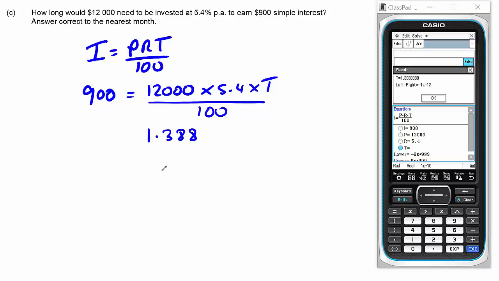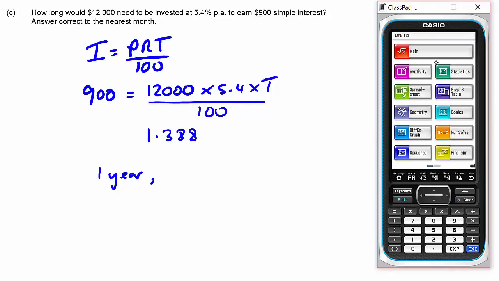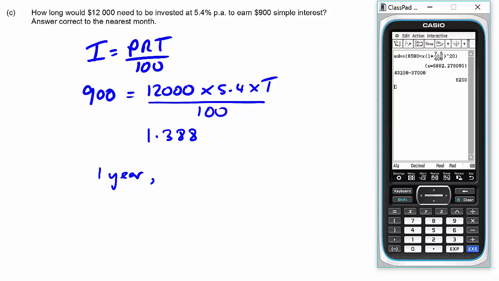So that is going to be in years. So that's 1 year. And then 0.388. So we need to convert that into months if we want nearest month. So 0.388 multiplied by 12 gives us, nearest month, 5. So 1 year, 5 months. Or you could give that as 17 months.